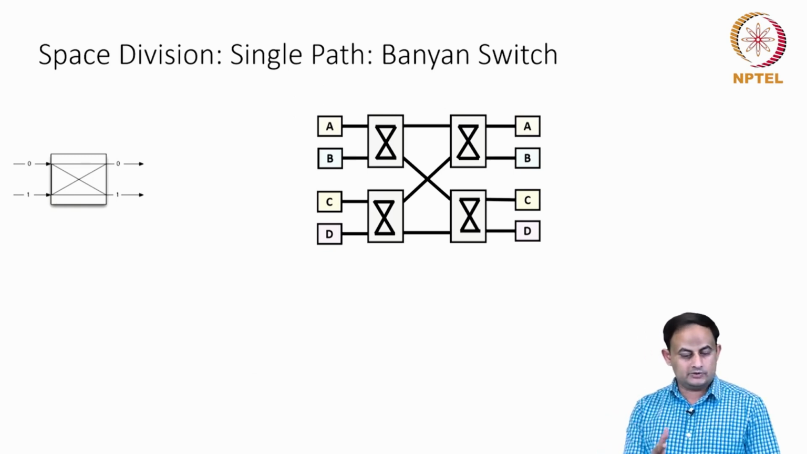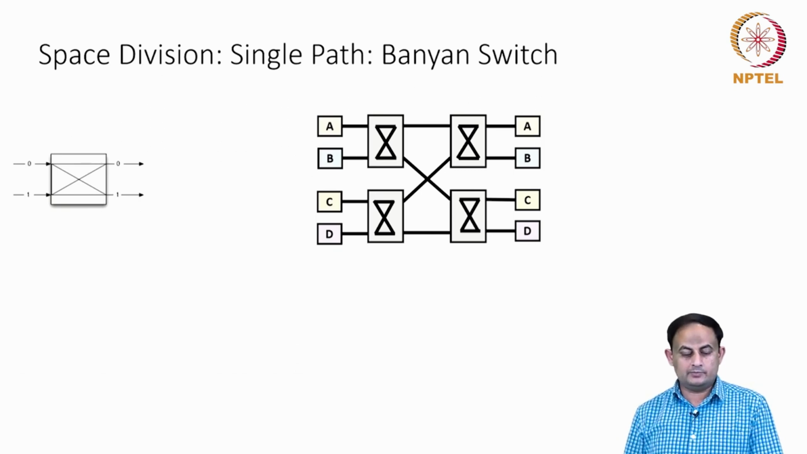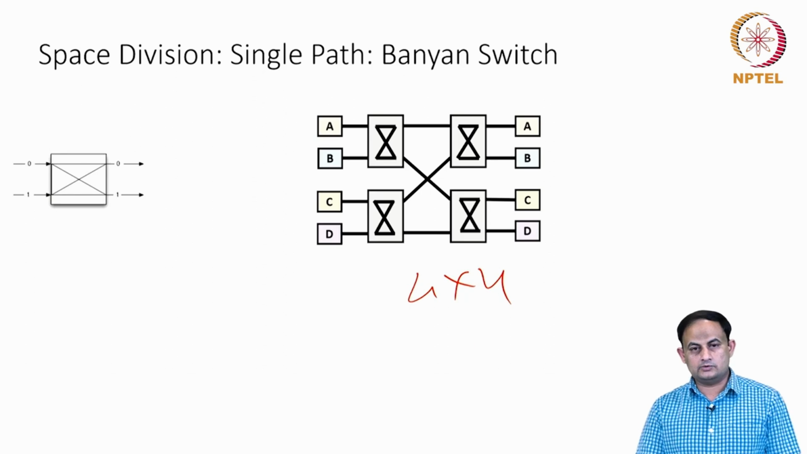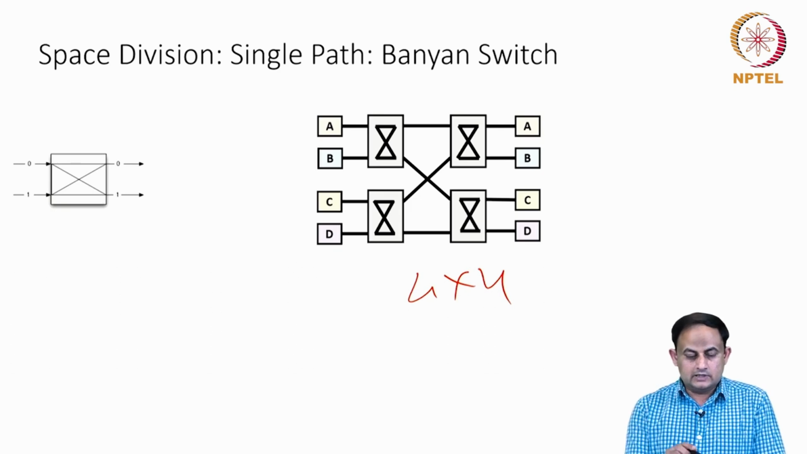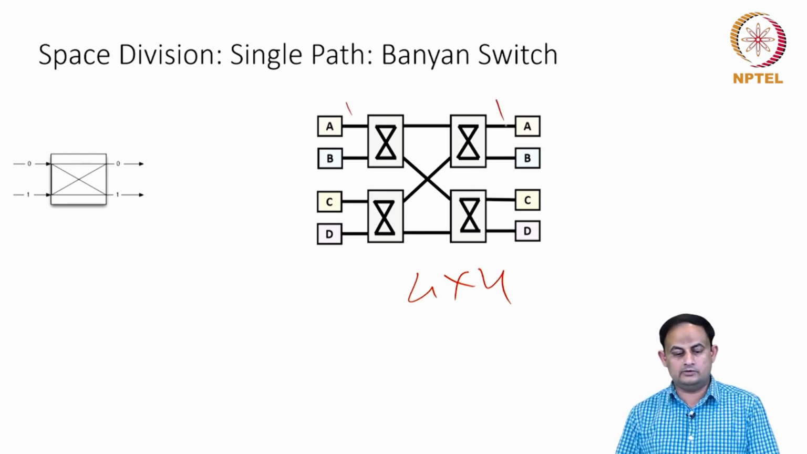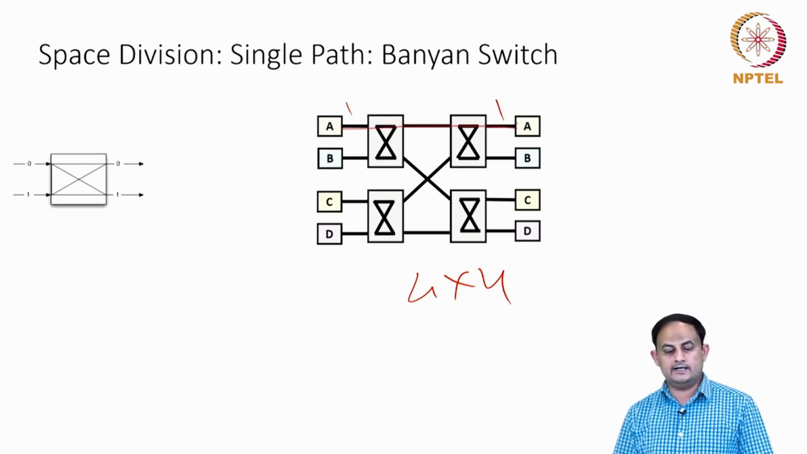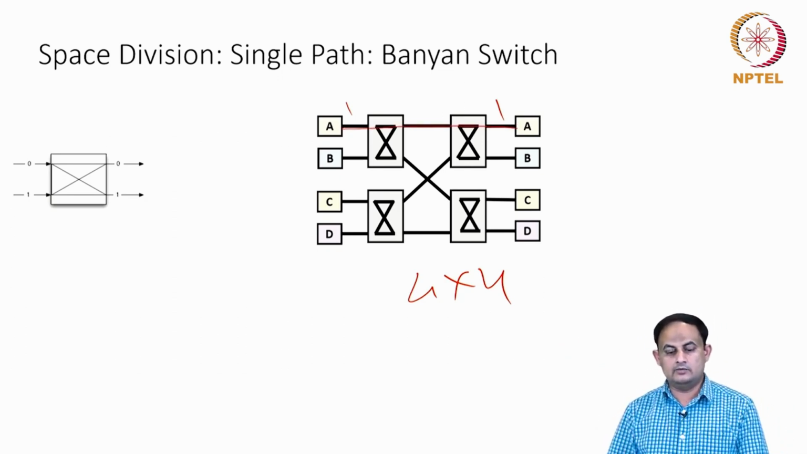This kind of design, shown on the right hand side here, is called the banyan switch. This is an example of a 4x4 switch design with 2x2 switch stages. Here this is still a single path switch, where the path that exists from one input port to one output port is still unique. For example, if I want to go from input port number 1 to output A, this is the only path that exists in this particular design. There is no other way you can reach output A from this input.